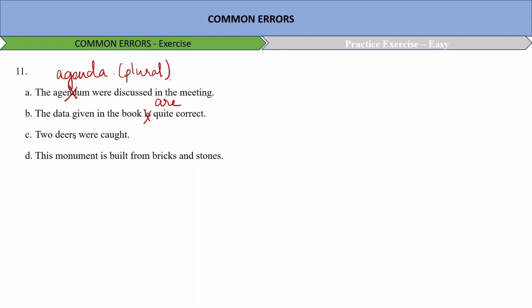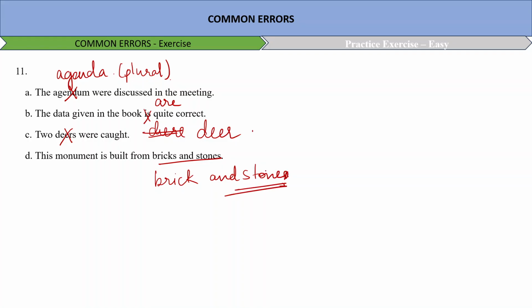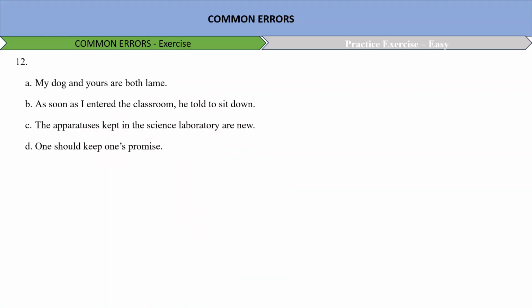Okay, 2 deers were caught. 2 deer were caught. When you are using a number, you are specifying it is about something. Correct. This monument is built from bricks and stones. Okay. This monument is built from brick and stone. All the sentences need a correction. Okay. Next.